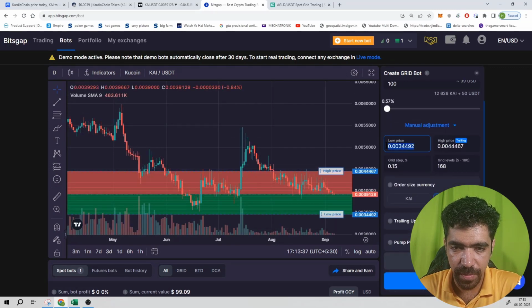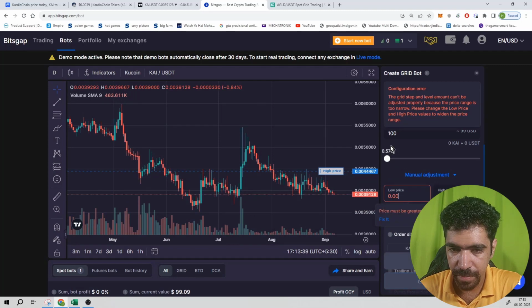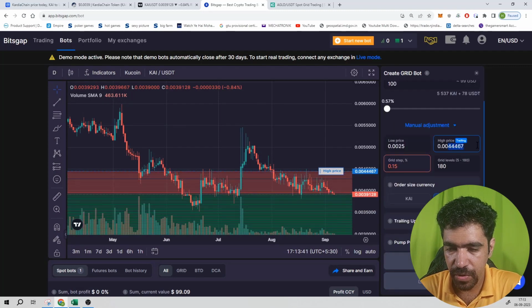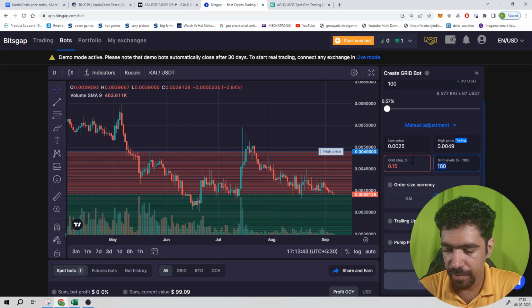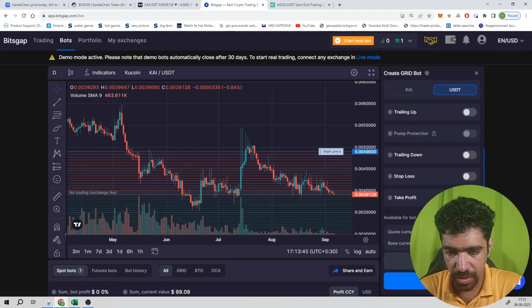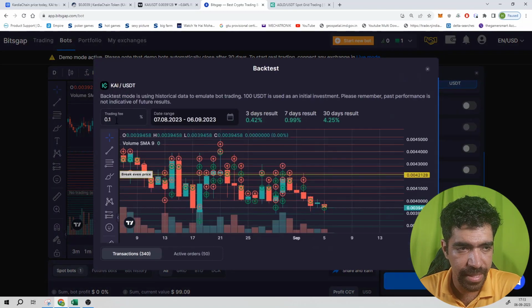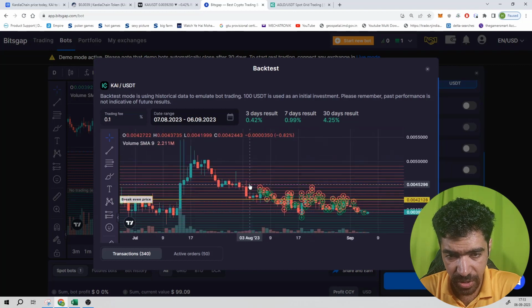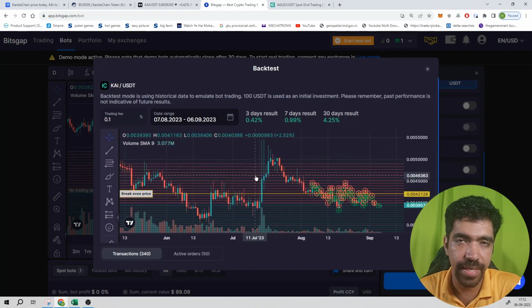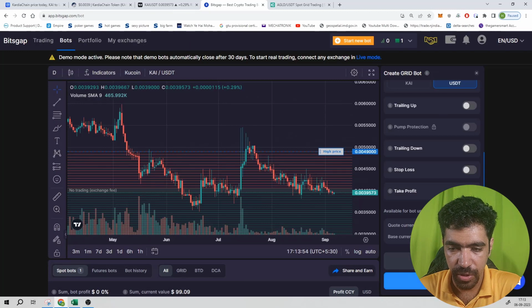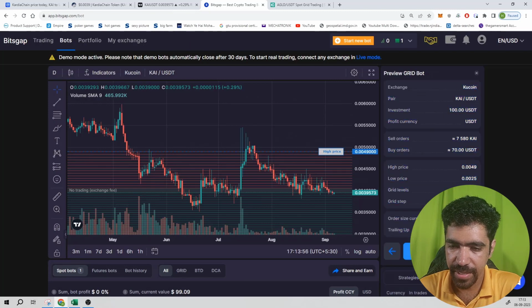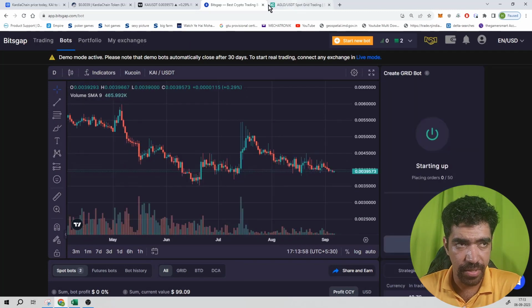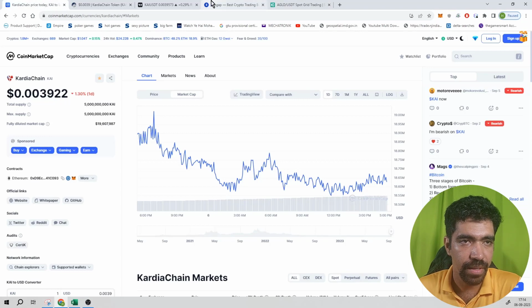Go to manual adjustment. The low price is 0.0025. High price is 0.0049. 50 levels, for example, with trailing up turned off. Click on backtest. The trading fee is 0.1%, and based on those values, the return on a per month basis is equal to 4.25%. Alright, so click on continue, do a final check of all the parameters and then start the bot. That's how you can start a bot of the KAI token on the Bitscape application.